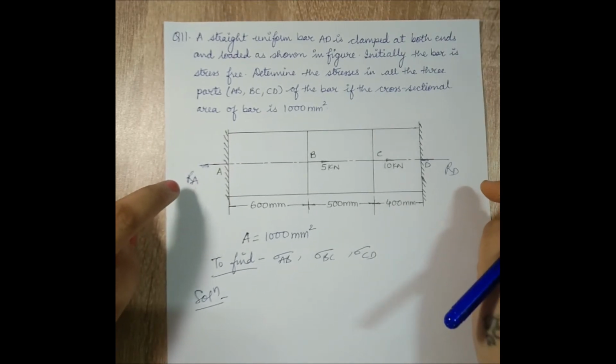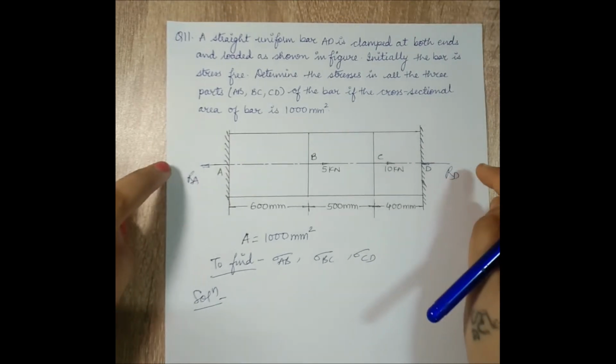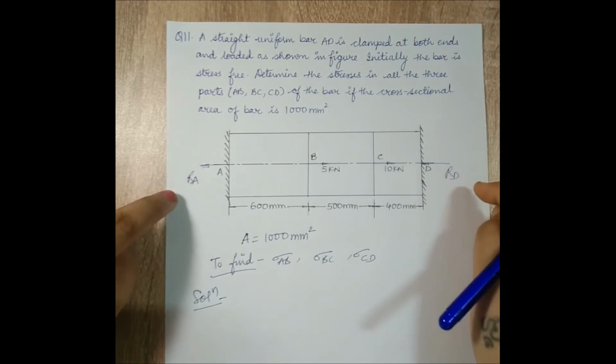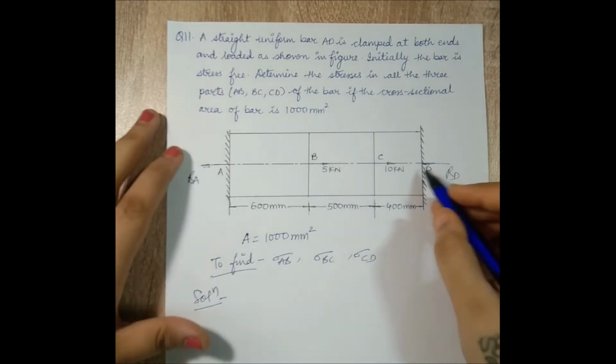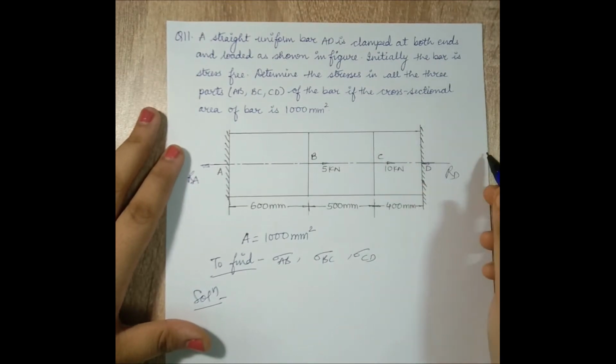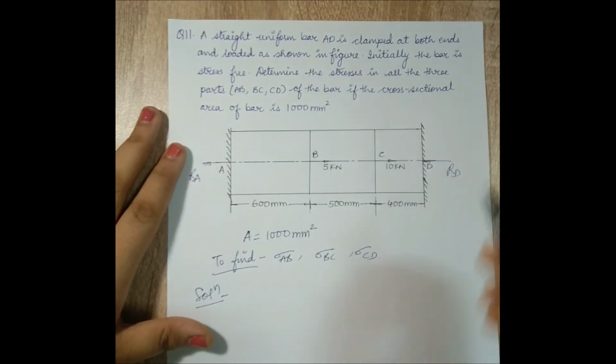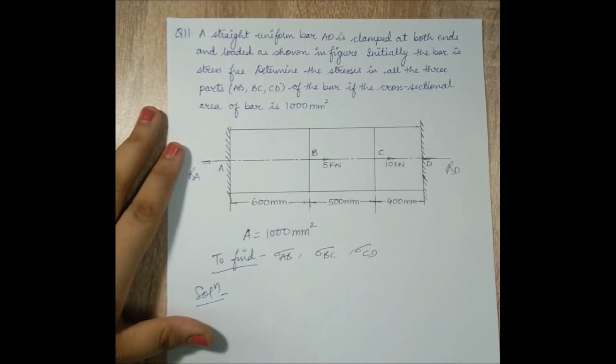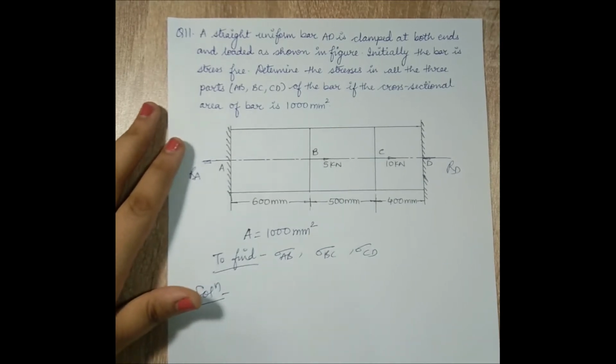If I get positive values of RA, RD, my assumed direction is correct. If I get a negative value for either of the two, then I will say that my direction assumed is wrong and it will be the opposite direction. So let's solve and find out what is the exact direction. I do not know, I am just assuming.